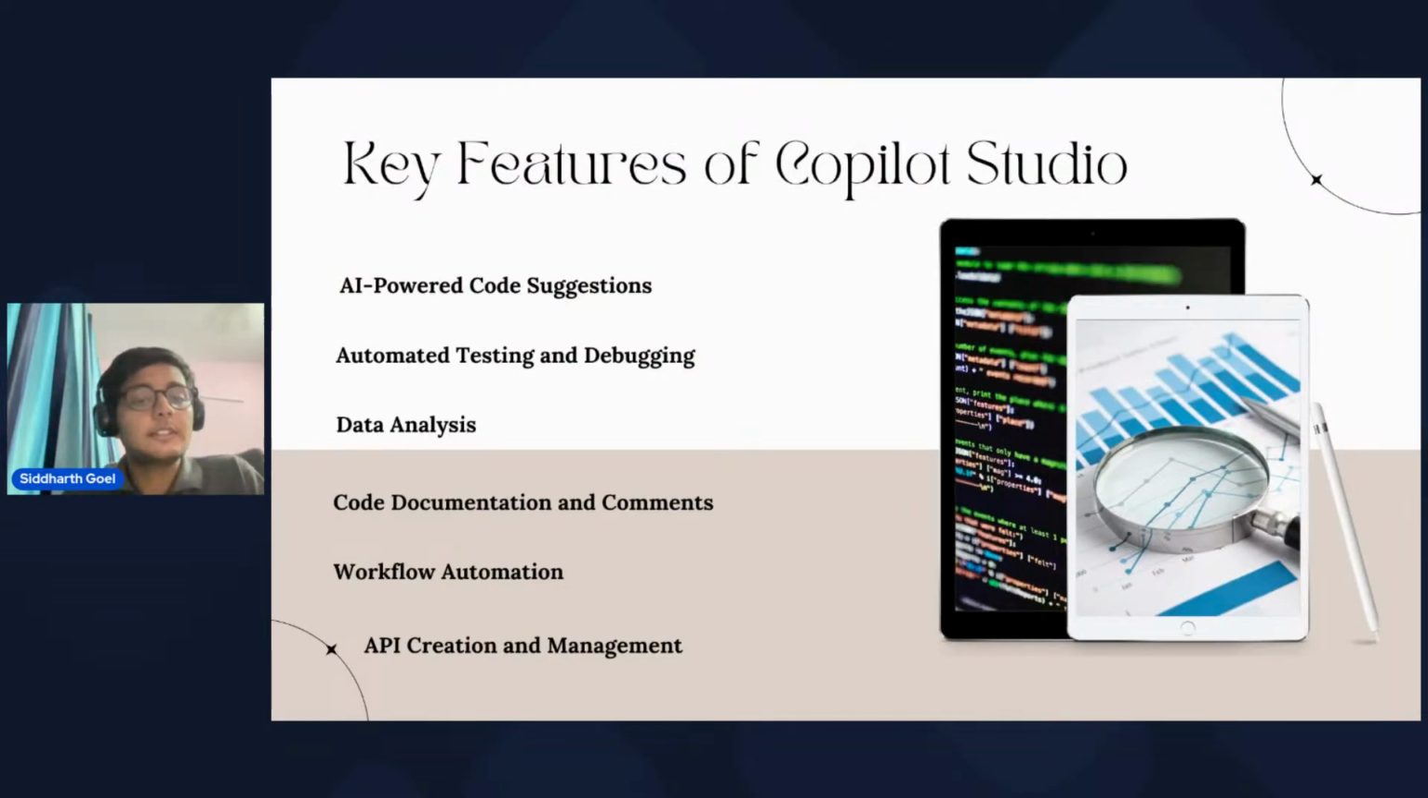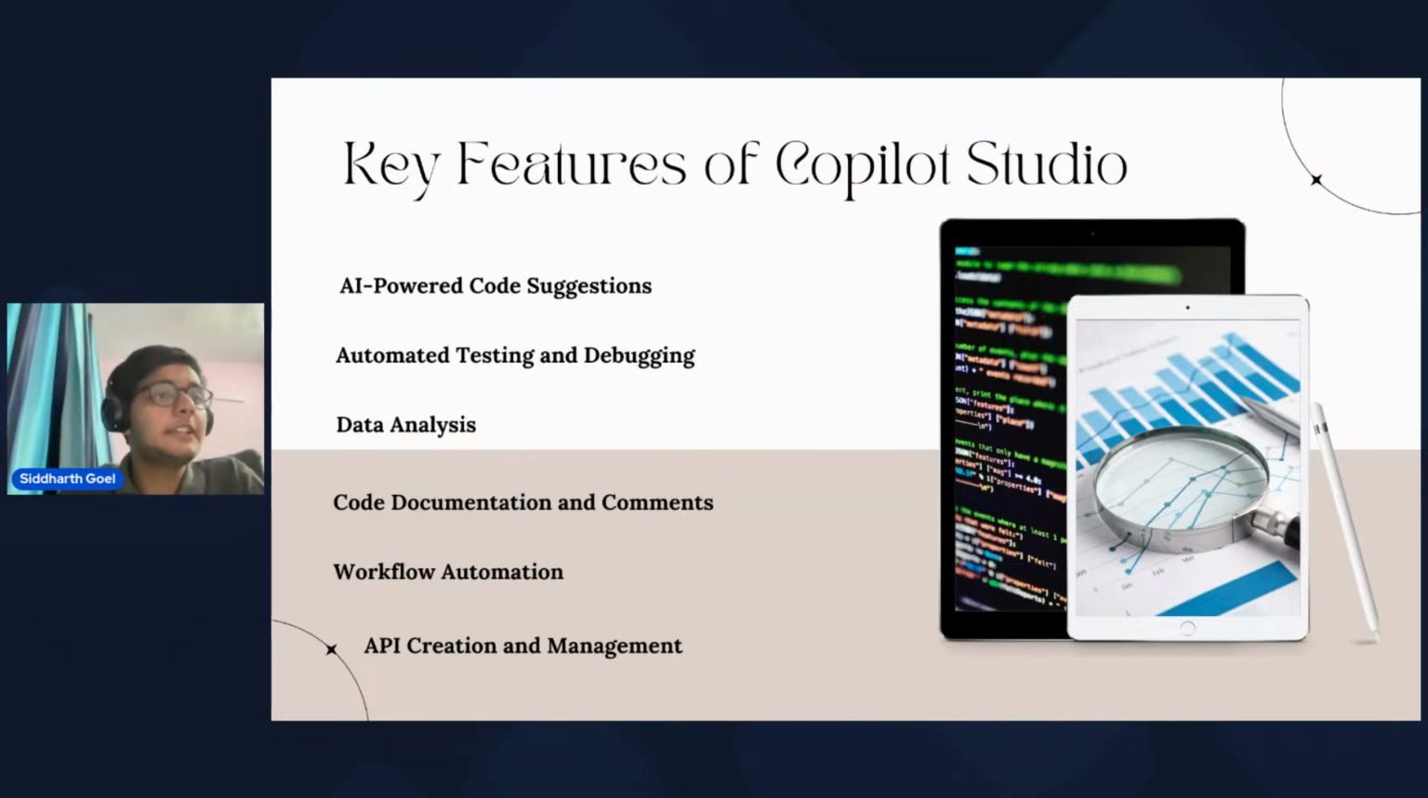And now I'm coming to discuss some key features of Copilot Studio. So AI-powered code suggestions. AI-powered code suggestions basically help the developer to give a different perspective to their code. Whenever they would be getting different suggestions, they would be able to incorporate them in their code and basically give a better output.